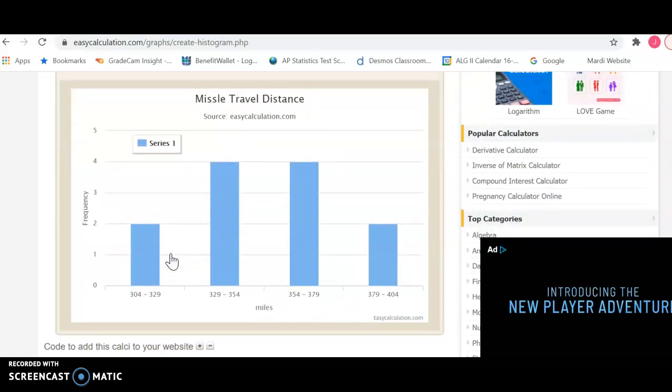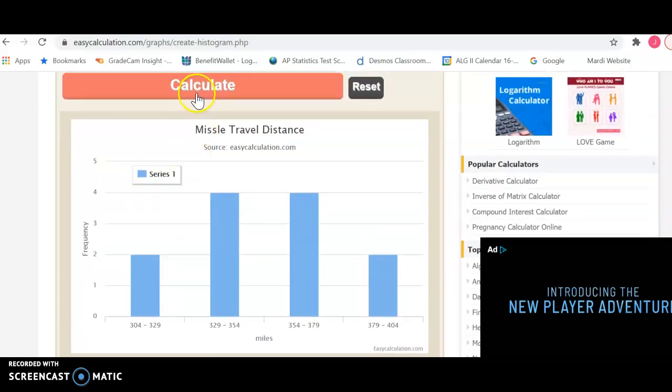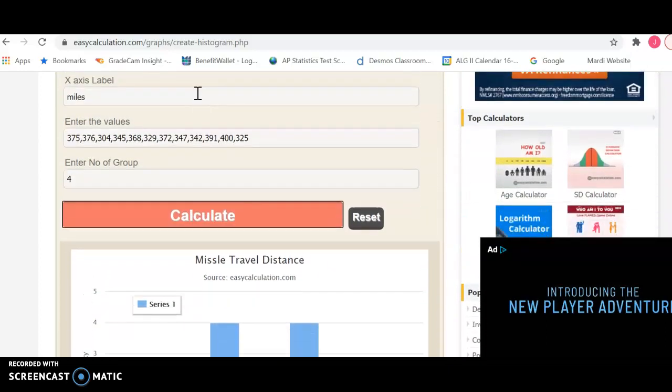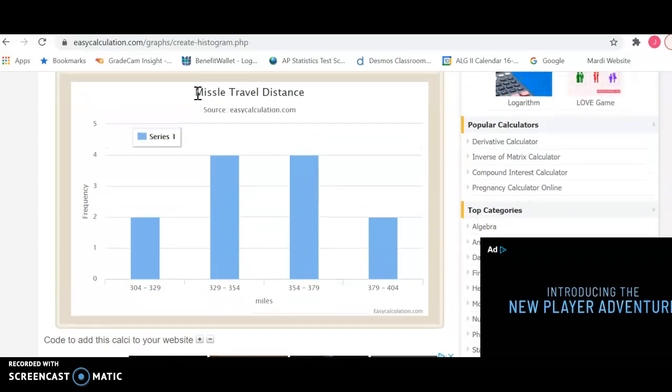But you don't have to calculate. For whatever reason, it just automatically does it for you. You don't have to hit the calculate. Maybe you can hit the calculate button. Let's just see what that does. Yeah, it doesn't change anything. So, roughly symmetric. Seemingly no outliers. Kind of cool, right?